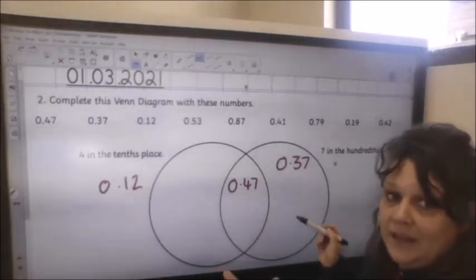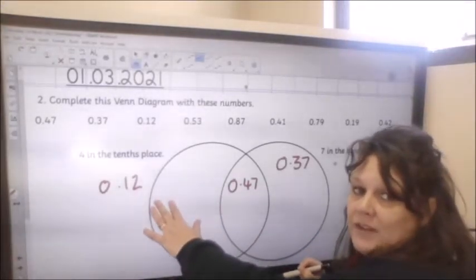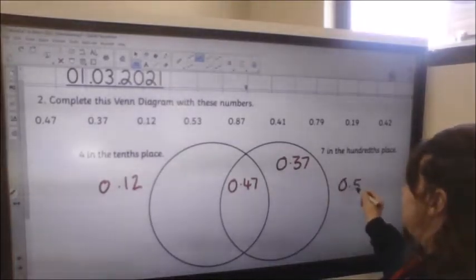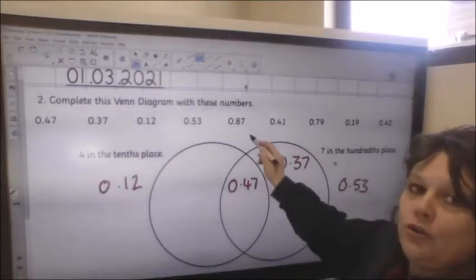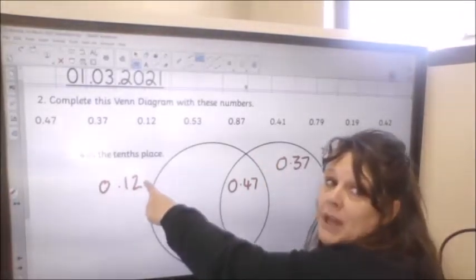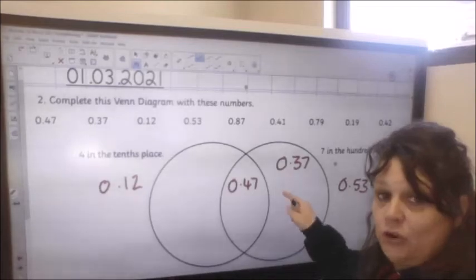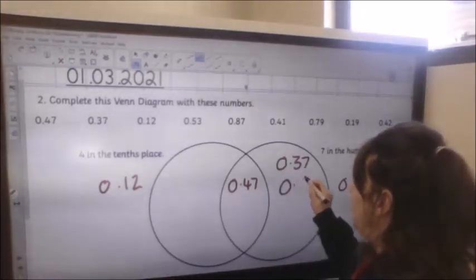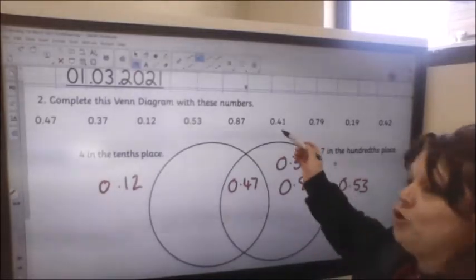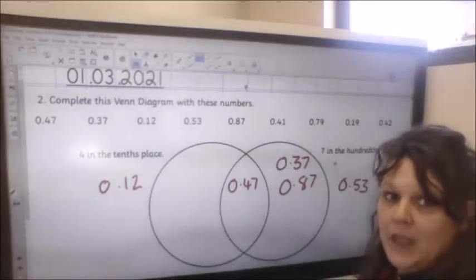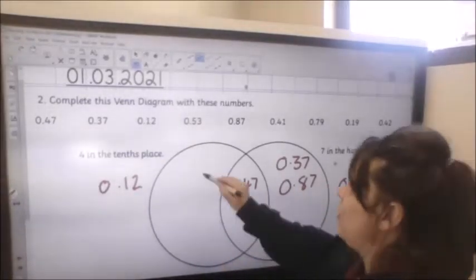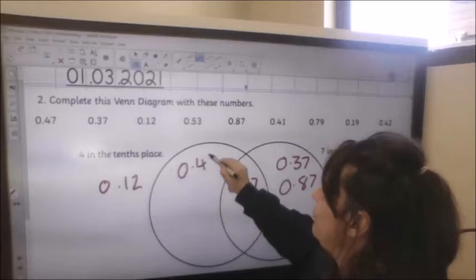0.53, exactly the same. No 4 in the tenths, no 7 in the hundredths, so it could go round the outside. 0.87, that's not got a 4 in the tenths place, but it has got a 7 in the hundredths, so 0.87 would go there. Then we've got 0.41. Now, that doesn't have a 7 in the hundredths, but it does have a 4 in the tenths, so it would go here, 0.41.